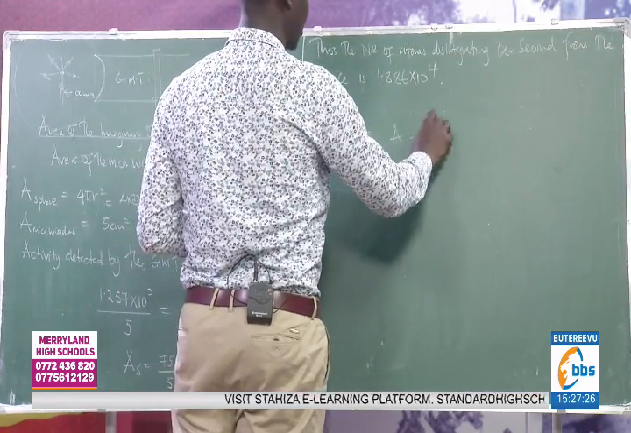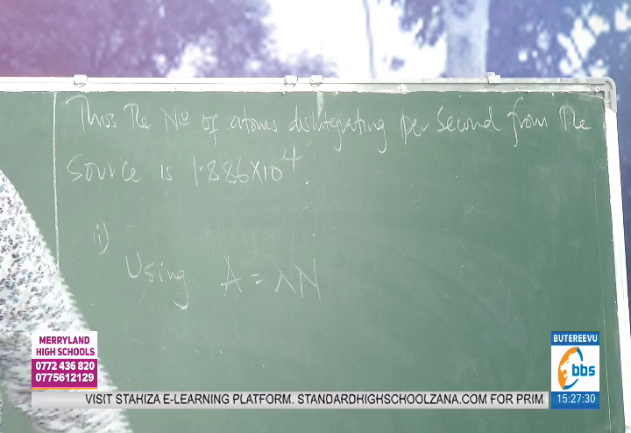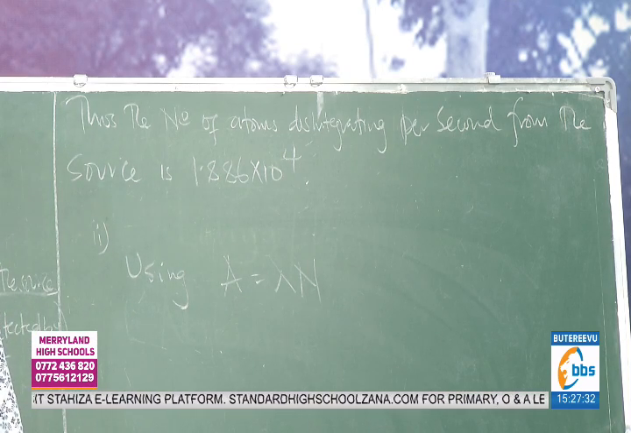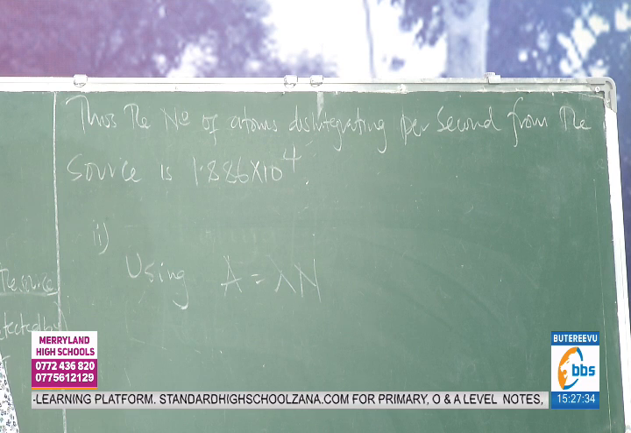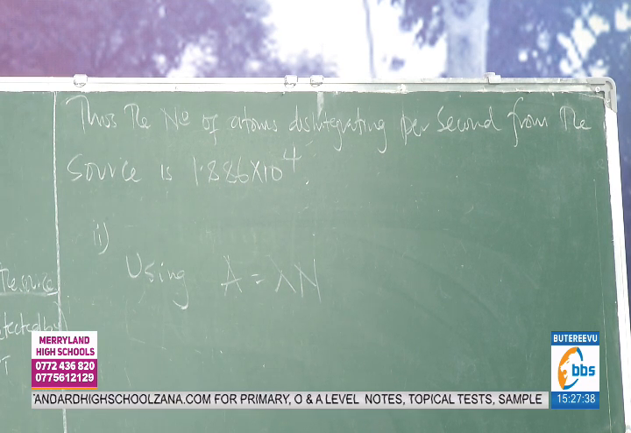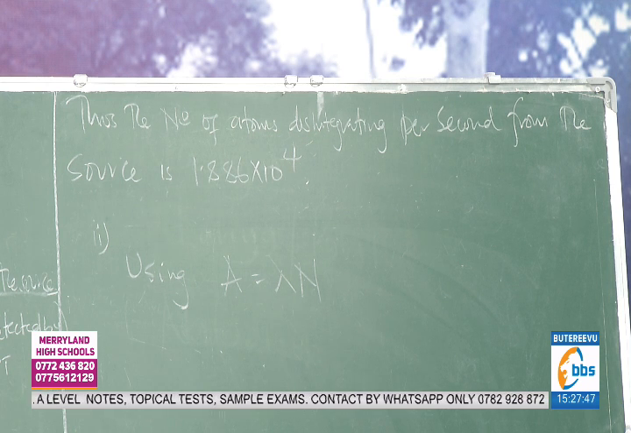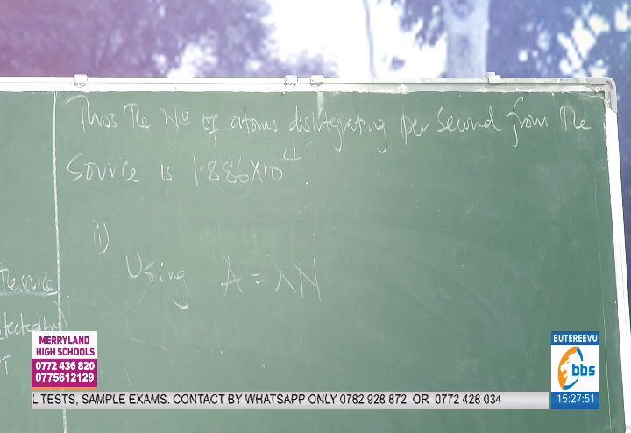Activity is lambda n, where n is the number of atoms. I gave you a formula for n, which even me, I cannot remember right now because I told you I'm not very good at cramming formulas, but I'm going to go through my method of first principles, then I'm going to know the number of atoms that are present in 1 gram of this piece of radon.